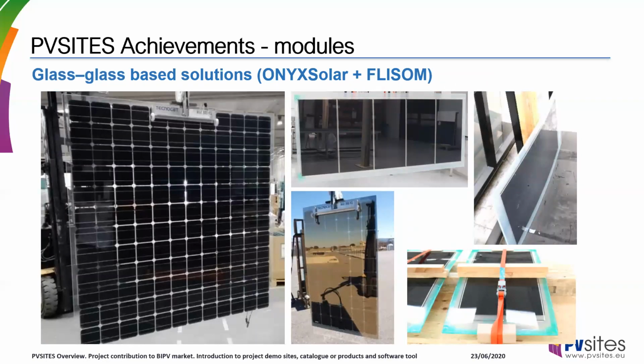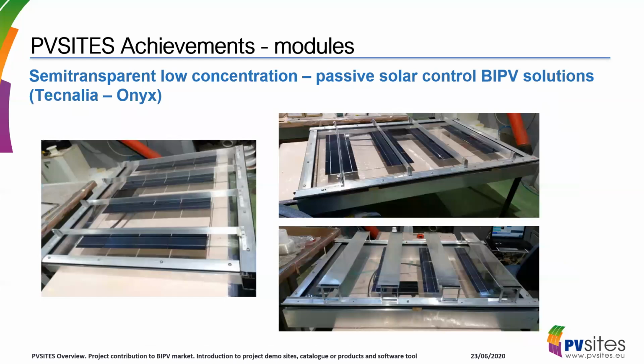And also, not at the commercial stage, but Onyx and Frison tried to develop a solution for making glass modules with CIS with a curved solution. The curvature is not so much, but I think you can see this curvature in the picture on the right up. I guess this solution is not in the market yet, but has been tested in the project.